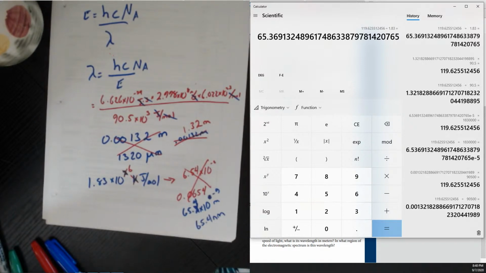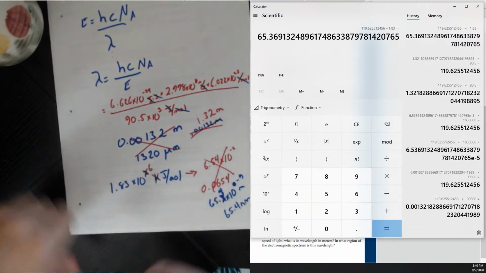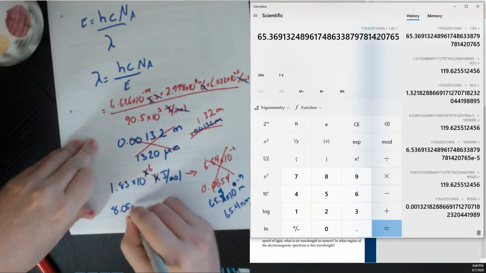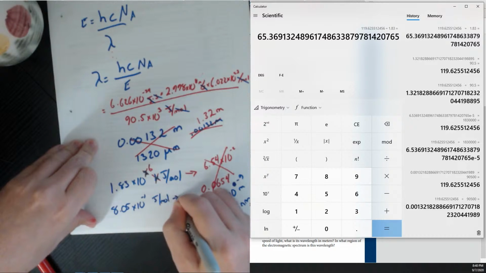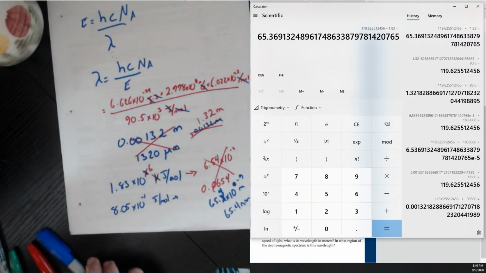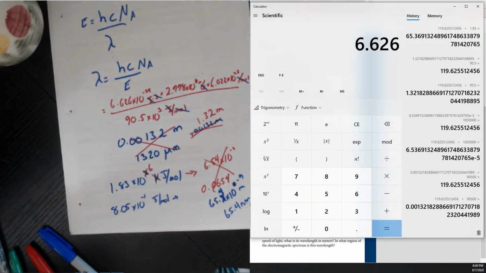Okay, and the last one, 8.05 times 10 to the negative 4th kilojoules, or 8.05 times 10 to the negative 1st joules per mole. Plug it in for the same sort of math.